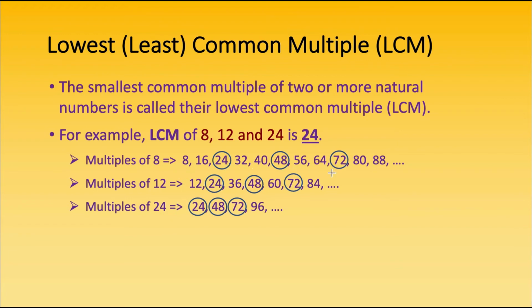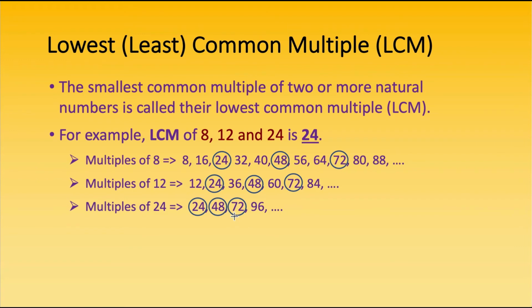So ये multiples है number 8 के. 1 times 8 is 8, 2 times 8 is 16, 3 times 8 is 24 and so on. And these are the multiples of 12, right? We call it the multiplication table of 12, and these are the multiples of 24. So students, we have circled the common multiples over here, right? 24 is the common multiple, then 48 is the common multiple, then 72 is the common multiple, right?